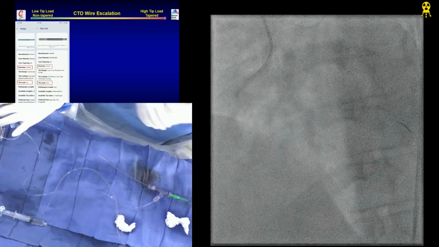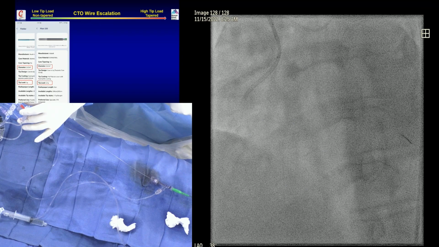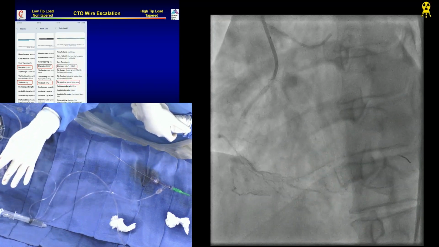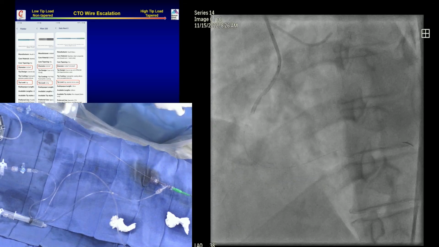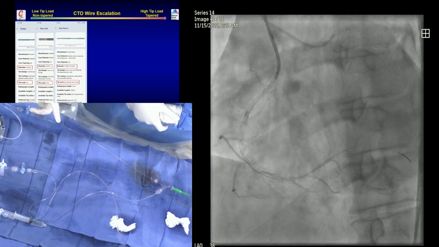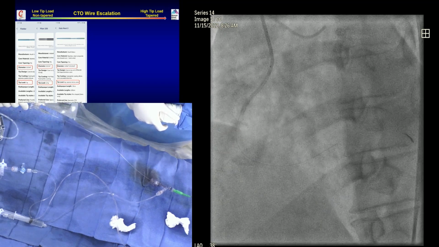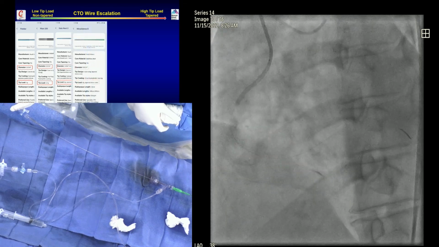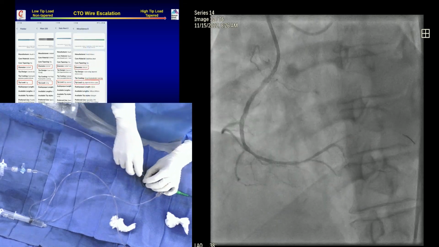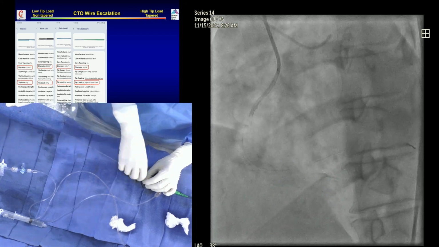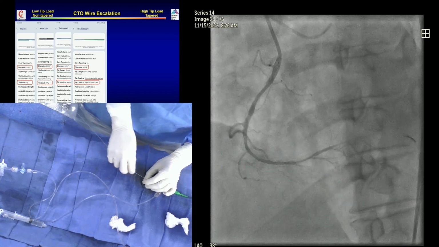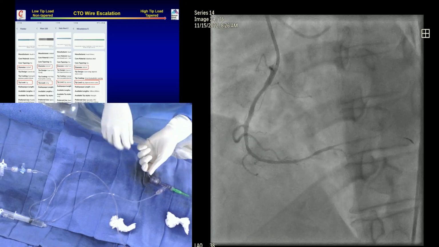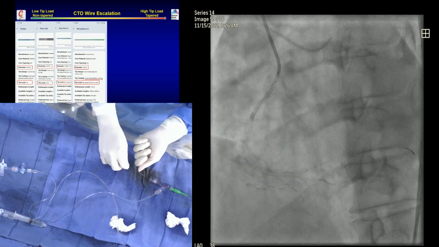Ready? One second. Good, so that part is done. But now we have to go with the Fielder wire into the PDA. See that? The PDA is a big vessel which has become subtotal now. So the question is, a CTO by definition is more than 3 months, which is this particular case, which we know for sure. Yes, we have a favorable JCTO score. Length, yes, not a calcification. There's a tapered tip and a bend. There was a side branch there. No angulation, but side branch.